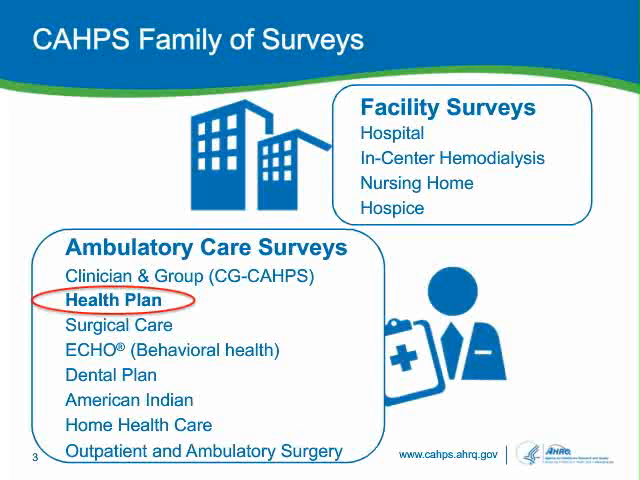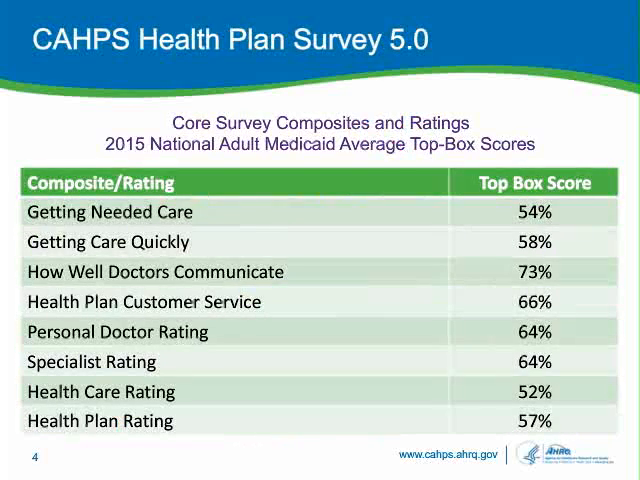I also just want to call attention to the CAHPS Health Plan Survey 5.0. What you see on the screen now is a brief summary of data from the 2015 National Adult Medicaid Health Plan 5.0 survey results, and all the composites that reflect what is measured by this instrument. I'm not going to go through all the results, but these are the top box scores.